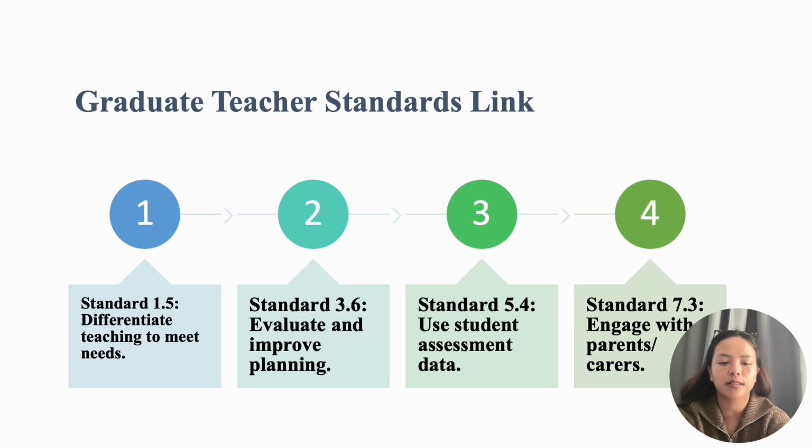The second standard, 3.6, asks us to look closely at our planning and keep improving it. We do this by reflecting on what worked and what didn't, and how children responded to the experiences we offered. The third one we have is standard 5.4. Standard 5.4 focuses on using assessment data. This means using what we observe, like learning stories or checklists, to shape our teaching and understand how children are progressing.